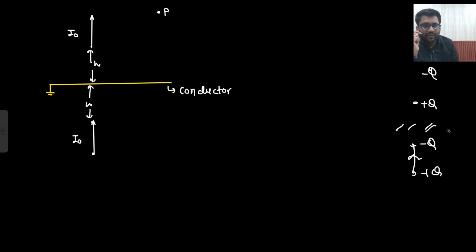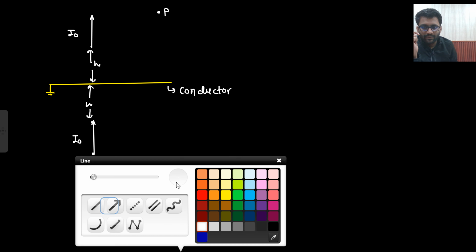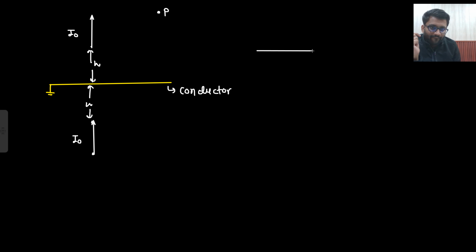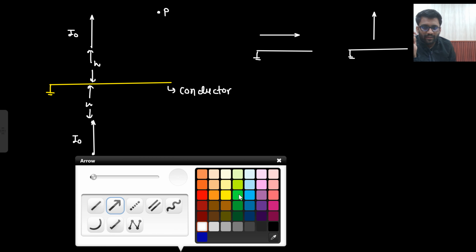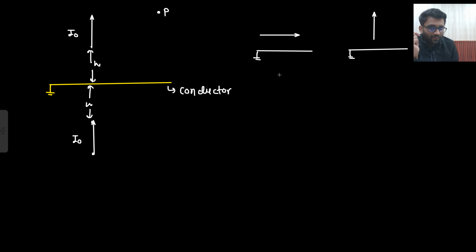So let me write down a simple note. This is a conductor, this is a conductor. This is ground, you can say. This is also ground. If your antenna is lying like this and another antenna is lying like this, then I will make the mirror image. How will I make the mirror image? For this one I am making the mirror image in this direction only, and for this one as well I am making the mirror image in this direction only.